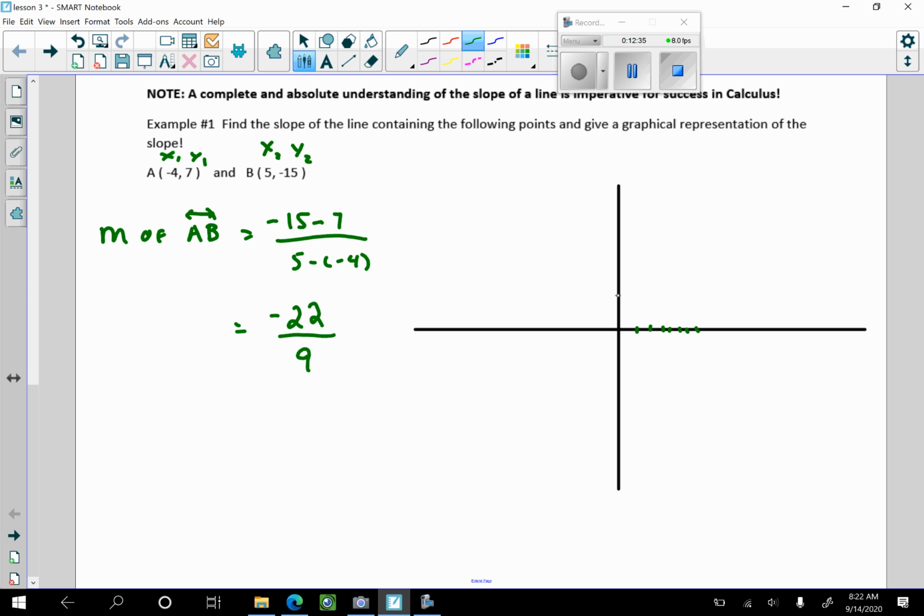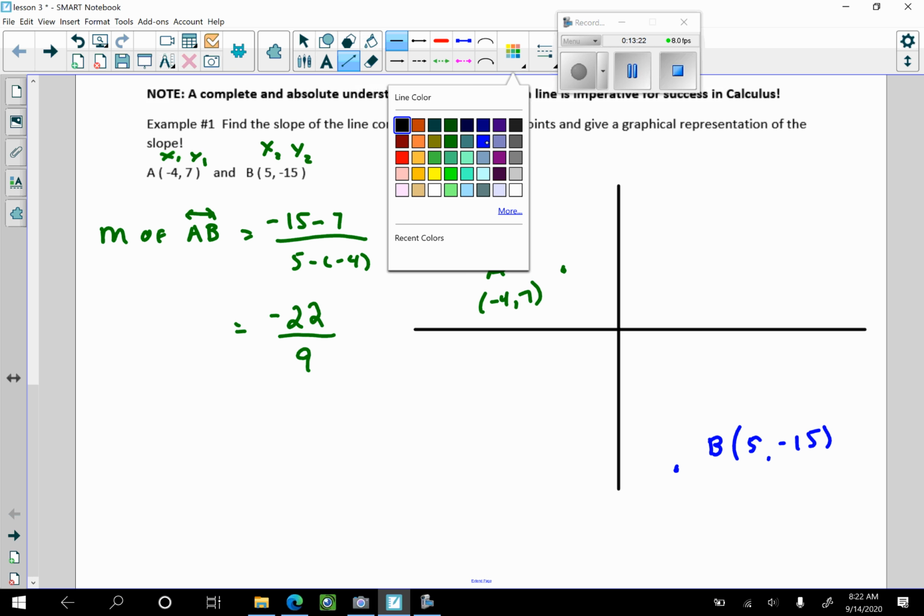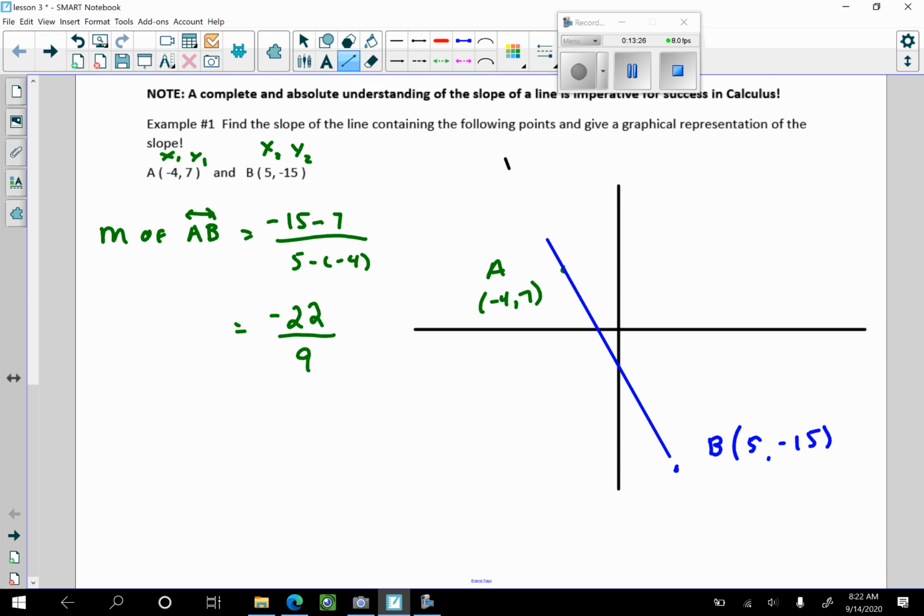Let's put him, negative 4, 7, we'll kind of put him right here. We'll put A right there. And we're not going to scale that out, okay? And B is going to be 5, negative 15. So we're going to go about 5. I'm going to erase those because those are making me mad. Negative 5 or 5, negative 15. So he's going to be somewhere down here, B is. And what I want is the slope of this line right here. I'll do the line in blue. I want the slope of that line.